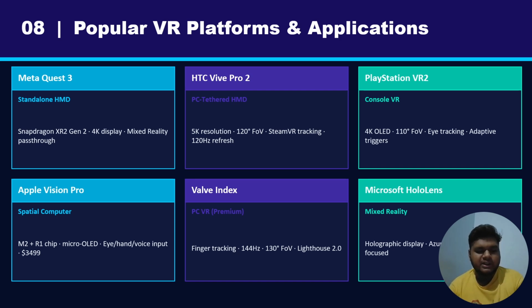From the $3,500 Apple Vision Pro spatial computer to the consumer friendly Meta Quest 3, the market is exploding. We have the Vive Pro 2 for ultra high 5K resolution and the Valve Index for industry leading finger tracking. There are headsets of every niche now.